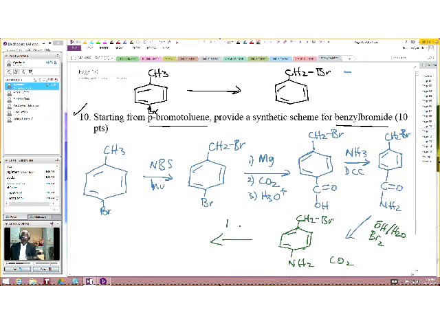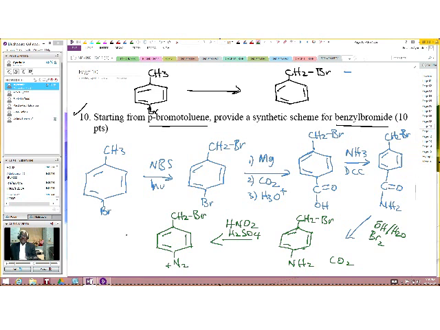Okay, from the diazonium ion. Very good. Nitrous acid in the presence of sulfuric acid. And so that gives you your diazonium ion. And then what do you do? Hypophosphorous acid. Excellent.